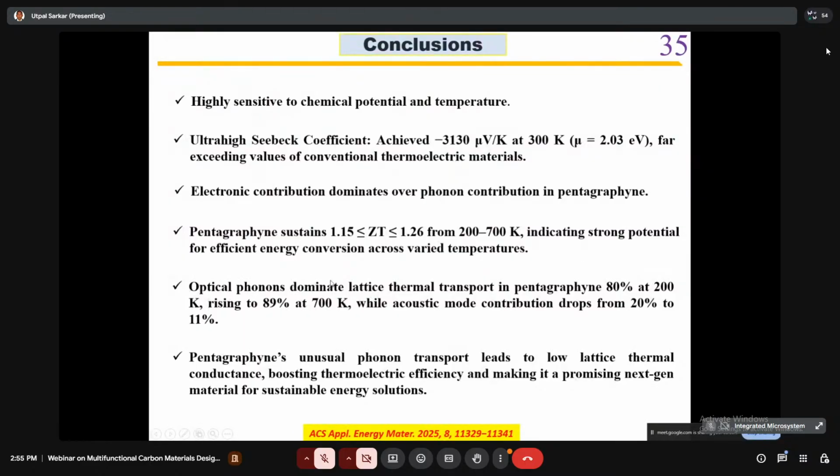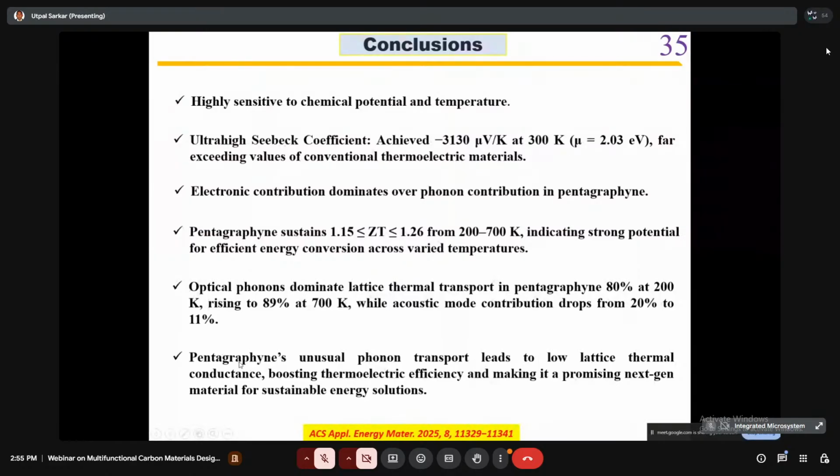Optical phonons dominate thermal transport in pentagraphene, contributing 80% at 200 Kelvin and rising to 89% at 700 Kelvin, while the acoustic mode contribution drops from 20% to 11%.